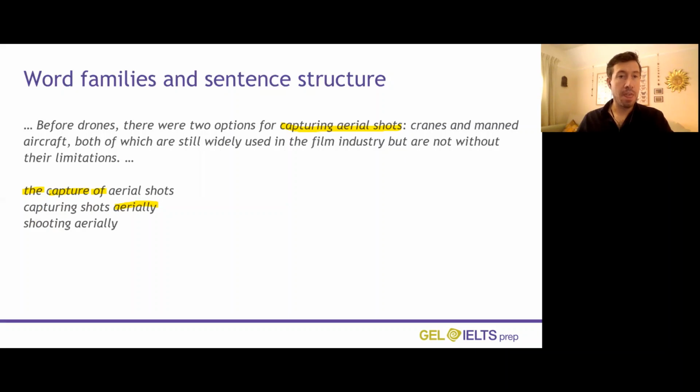Another way, you could say shooting aerially. So now we've taken the noun shots and we've changed it into a gerund. We've said shooting. So we're using the verb, but then we're changing it into a gerund. And then because we don't have a noun here, we have to change this to an adverb. So we've changed both of those things. So there's another way of using word families.